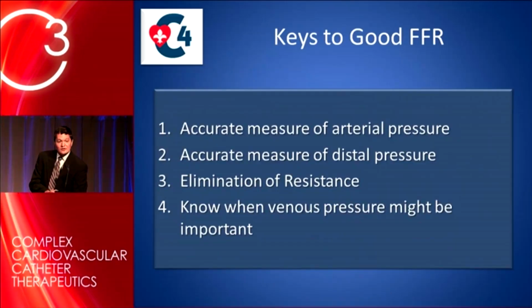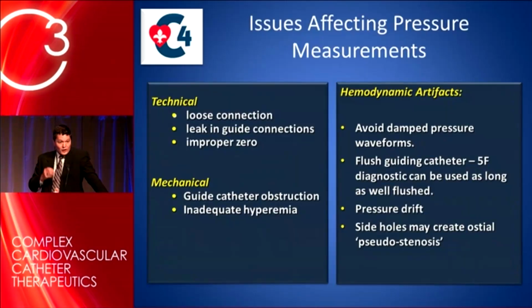And so keys to a good FFR, we narrowed them down to 4 because time is too short to have a top 10 list. And so number 1 is you need an accurate measure of arterial pressure. Number 2 is you need an accurate measure of distal pressure. Number 3 is, in most cases, you need to completely eliminate resistance. And number 4 is sometimes you need to know when venous pressure is important in making those clinical decisions. And so let's walk through these.